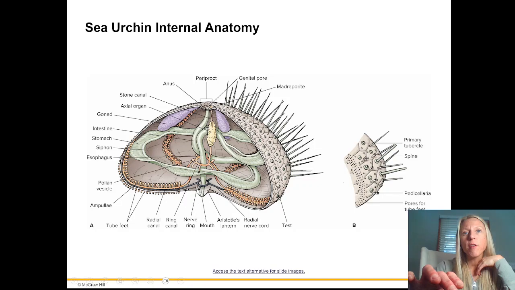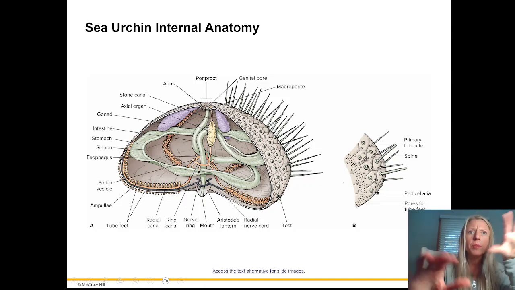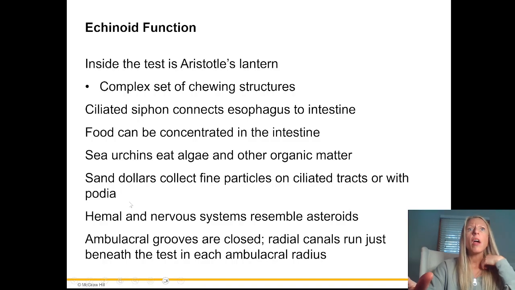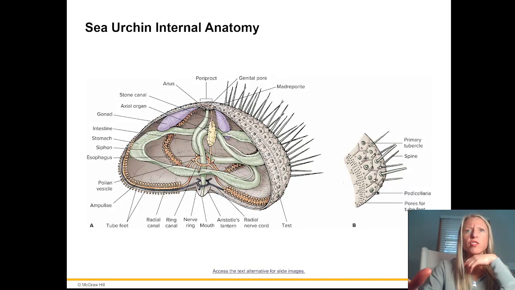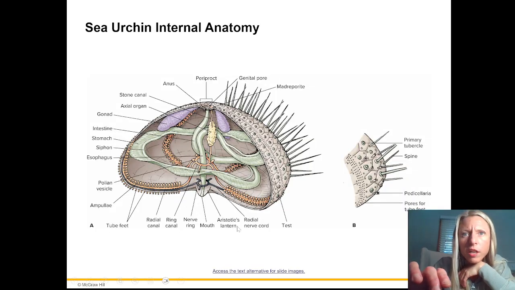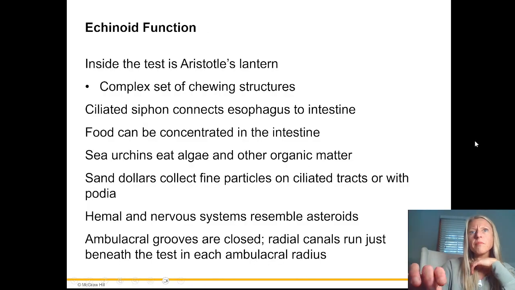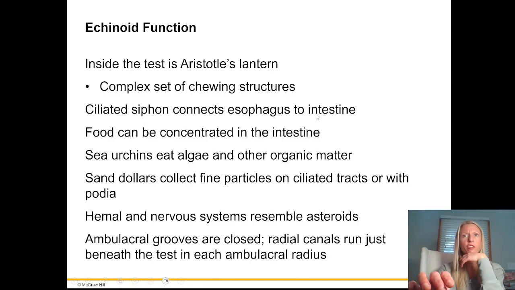Here's our mouth, our nerve ring. We'll test on the outside here. Gonads, stomach, all our organs there. Inside the test is called Aristotle's lantern. Where is that? Here, Aristotle's lantern. Here we go, Aristotle's lantern. Okay, and it's a complex set of chewing structures. These guys eat algae and other organic matter.